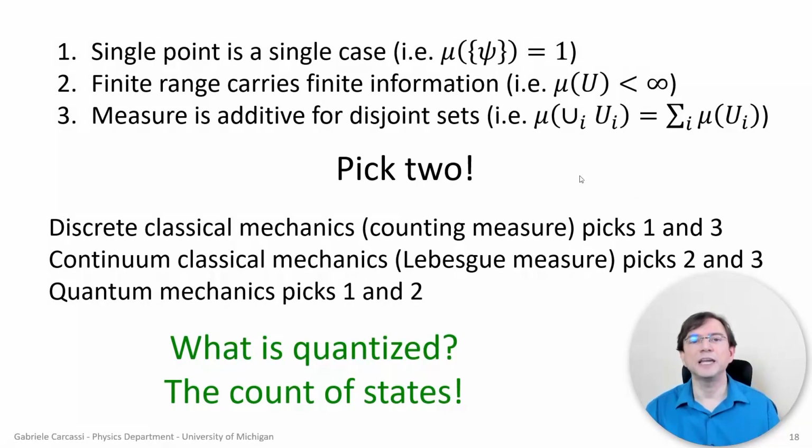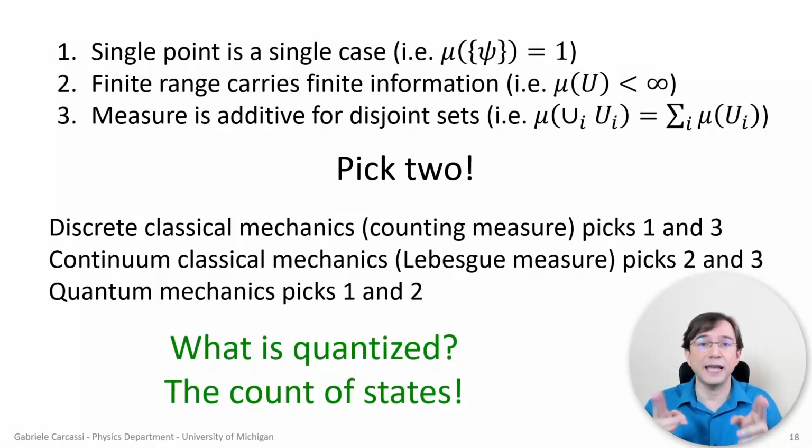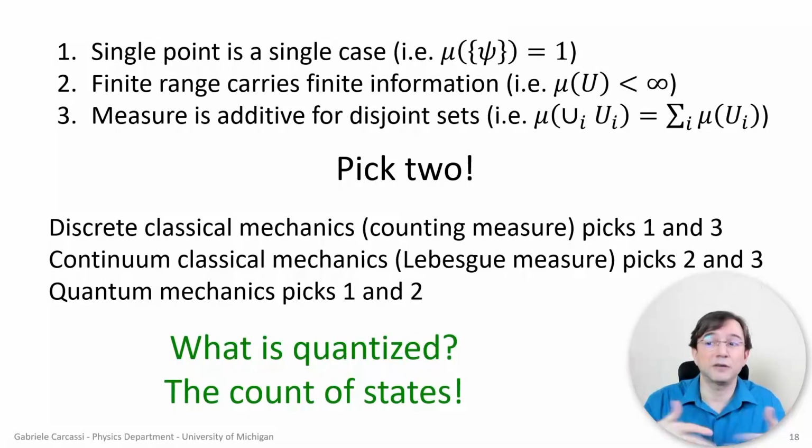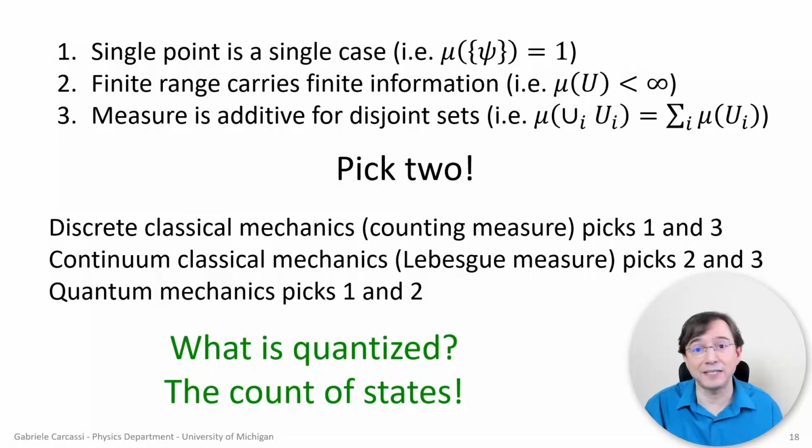Why is it interesting? Because if you didn't know anything and you said, okay, I want to create a measure that counts states, you would naively think that you want these 3 requirements. You want single points to count as a single case. So a point in space, that should count as 1. It's one possible configuration. Then you would like a finite range to be finite, because a finite range, 1 meter, carries finite information. And so you would like the measure on a finite continuous range to be finite. And you would want the measure to be additive. If you have a disjoint set, the number of cases on the whole is the sum of the number of cases of the parts. The issue is that these 3 requirements, which naively you think you want all 3, are incompatible.